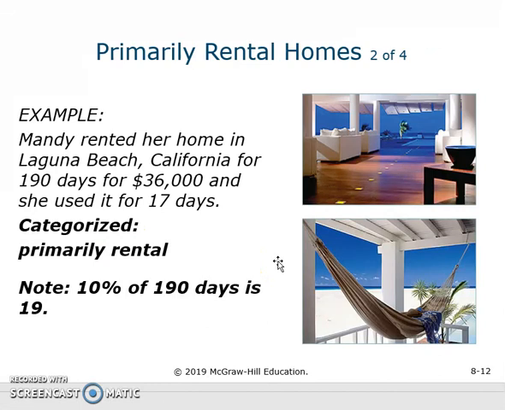We have Mandy who rented her home in Laguna Beach, California for 190 days for $36,000, and she used it personally for 17 days. So this will also be considered primarily rental property because 10% of 190 days is 19 days. So she can use it for up to 19 days and it still be categorized as primarily rental.